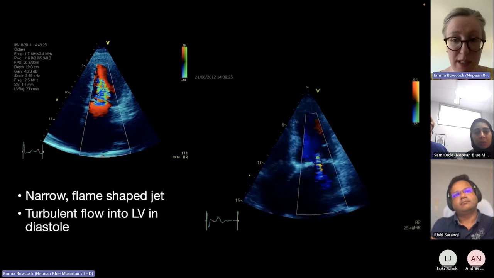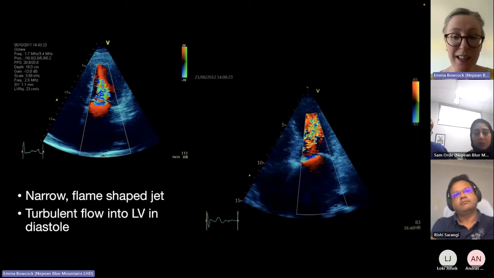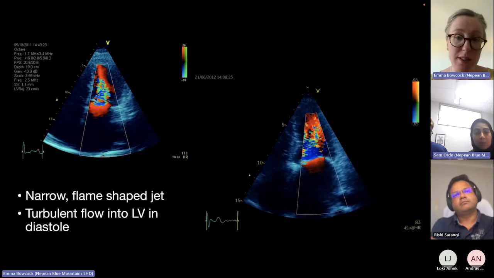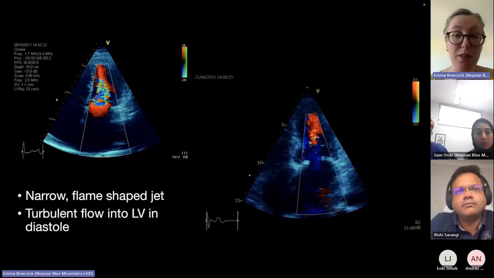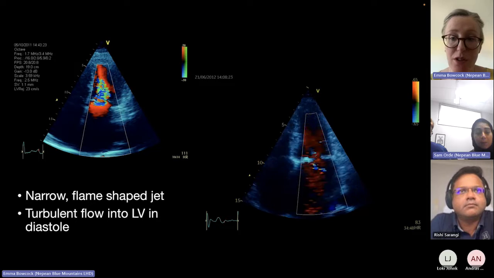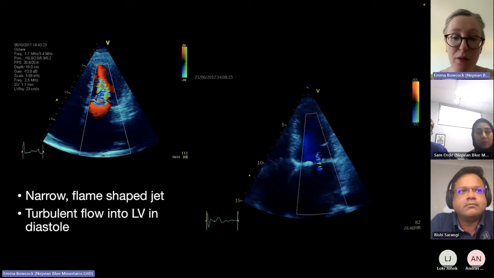Yes, it's really hard, obviously, to call severity. All you can say is that there's turbulence through that LV inflow, which is consistent with mitral stenosis, but you can't comment at all on severity. You know, just using the color, you can just say that there's turbulent flow through that inflow.